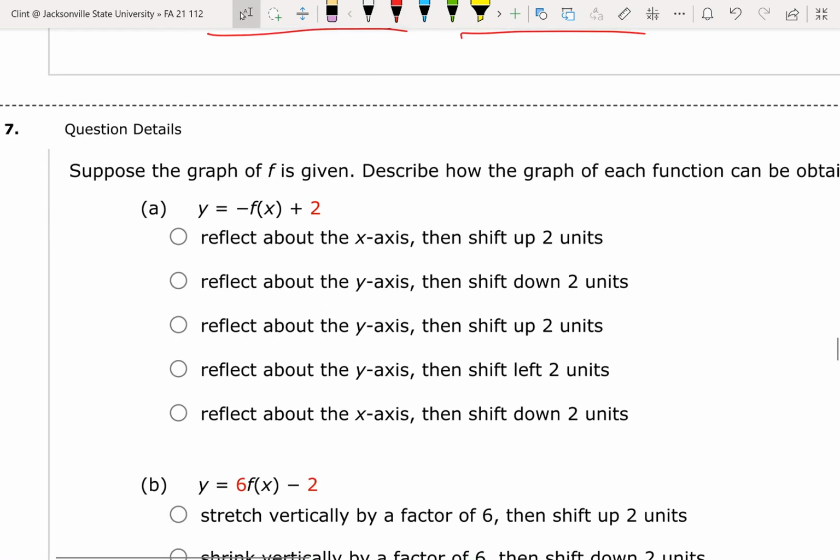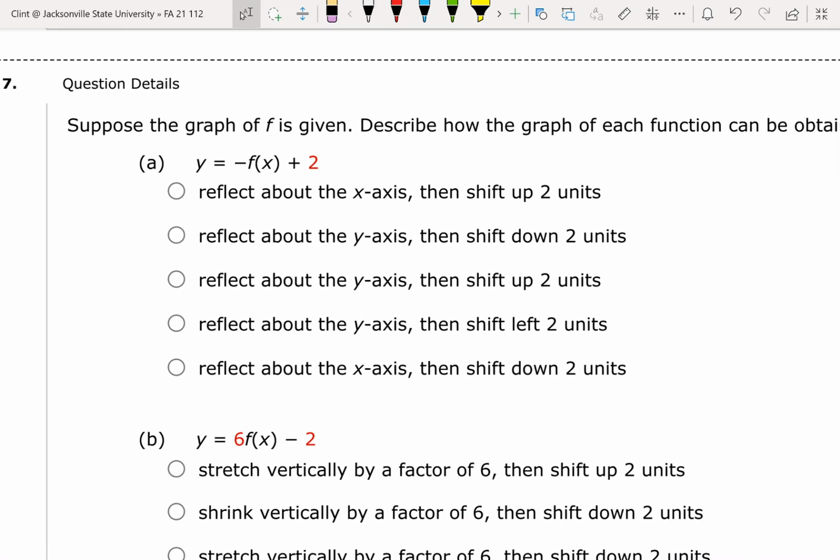Number 7. Dealing with the same types of things, but we've got some reflections possibly thrown in on this one. So +2 on the outside, we know we're going to go up 2 units. So we've narrowed it down to those 2. The minus sign out in front of our function means everything that was up is going to go down, and everything that's down is going to go up. That is a reflection over the x-axis, switching the top and bottom.